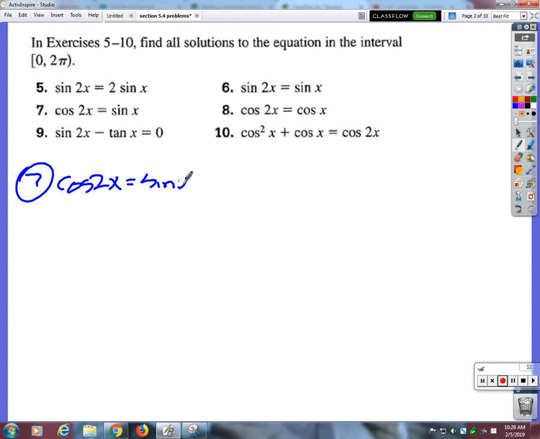So we're starting with cosine 2x equals sine of x. Here's how I know which one to use. I already have a sine function in the problem that I can't change. So that means I want to get this into something with only a sine function in it. So I'm going to make this 1 minus 2 sine squared x.